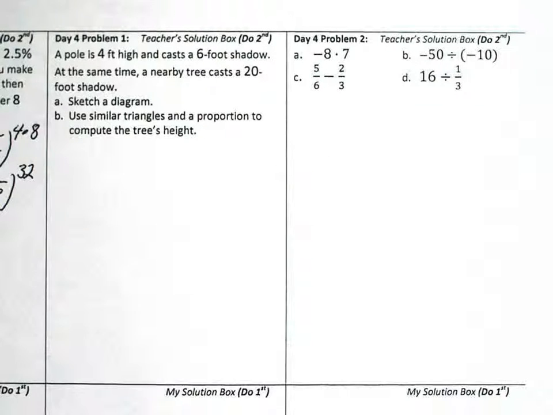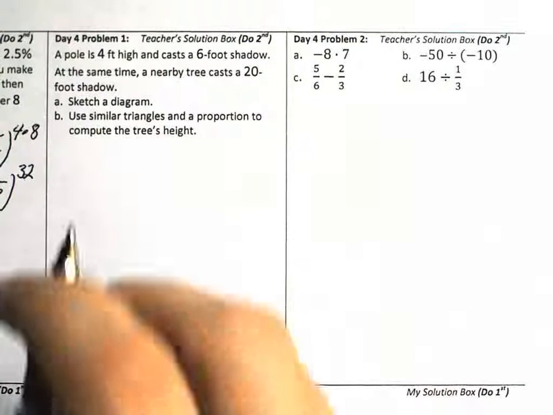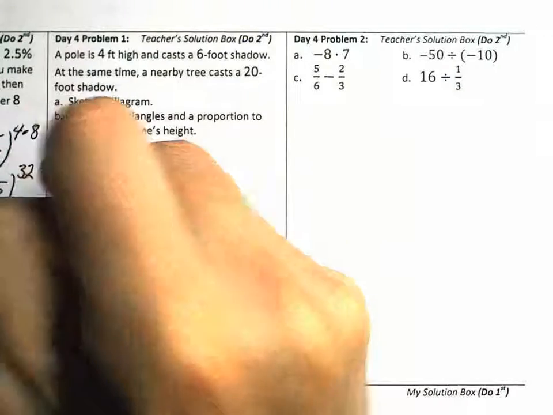Day 4, problem 1. A pole is 4 feet high and casts a 6-foot shadow. At the same time of day, a nearby tree casts a 20-foot shadow. Question A, sketch a diagram.